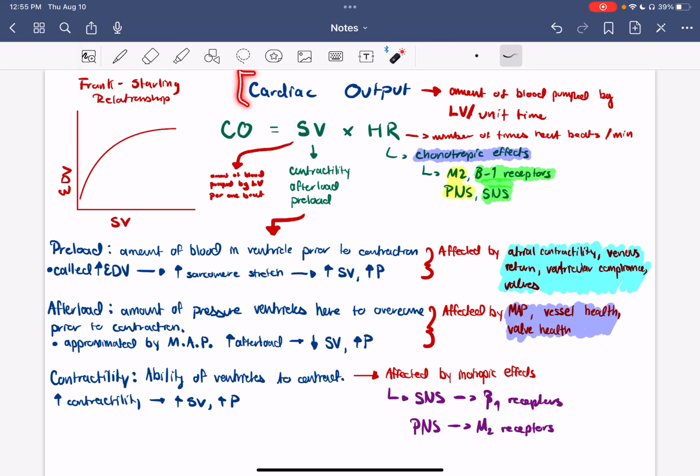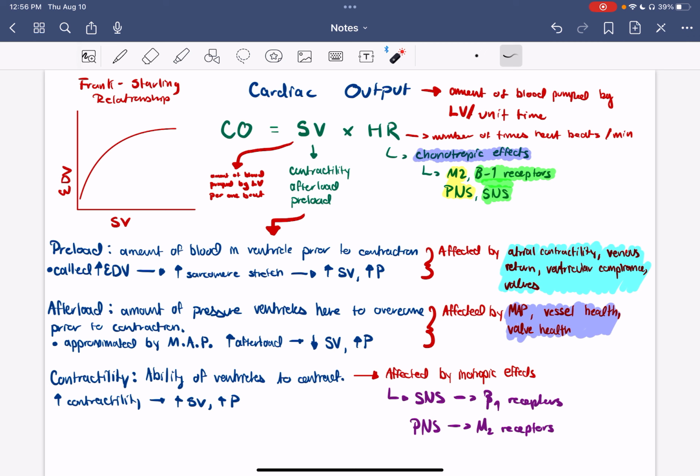Let's talk about cardiac output. Now, before we talk about cardiac output, let's define it. It's defined as the amount of blood pumped by the left ventricle per unit time. So, the volume of blood pumped by the left ventricle per unit time. Okay, how do we calculate cardiac output and what does it mean and what affects it?